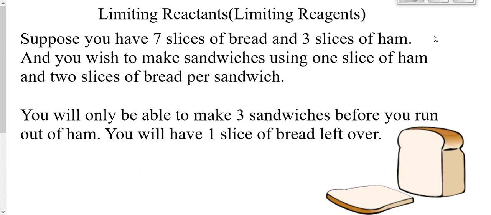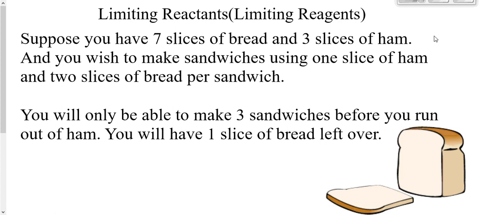So before we get into chemical examples, let's try something that you can picture in your head a little more reasonably. Let's think about making a ham sandwich. Suppose you've got 7 slices of bread and 3 slices of ham. And you know that you're going to make sandwiches, and you need 2 slices of bread with a piece of ham between them. How many sandwiches can you make? And will you have leftovers? And how much leftovers will you have?